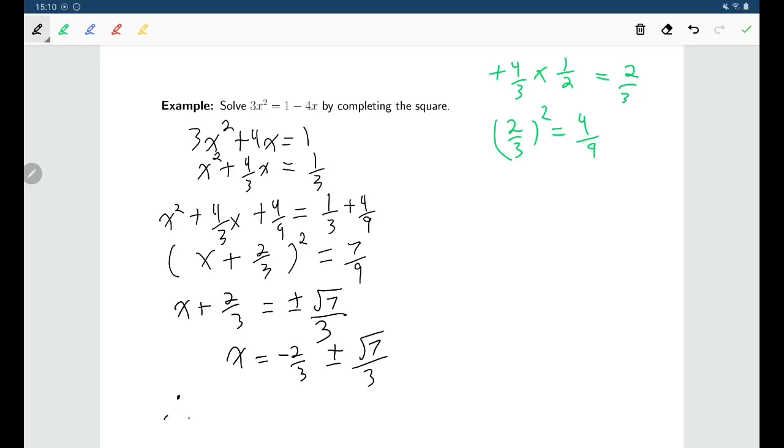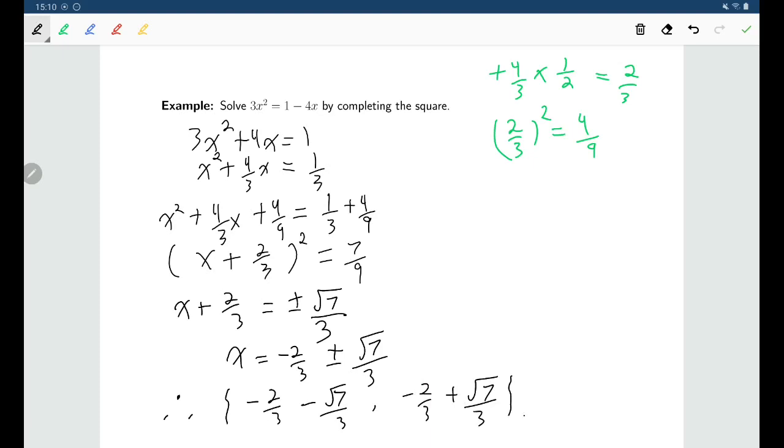So there are two solutions in my solution set, one of them being negative 2/3 minus root of 7 over 3, and the other one being negative 2/3 plus root of 7 over 3.